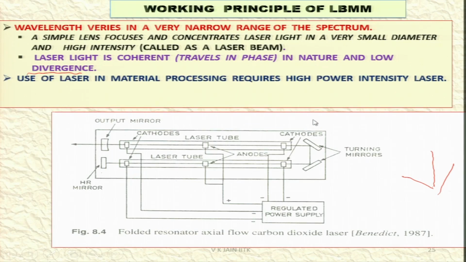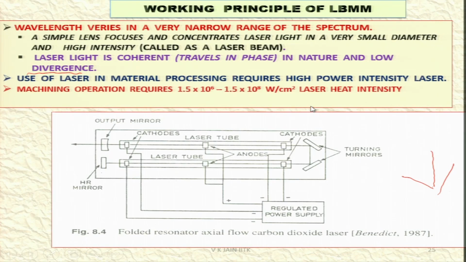Use of laser in material processing requires high power intensity laser. Machining operation requires 1.5 x 10^6 to 1.5 x 10^8 watts per centimeter square laser heat intensity, and the workpiece is kept very near to the focal point of the laser. This is very important, that the workpiece surface from where material is to be removed should be kept near the focal point. I would like to explain it here with this figure.